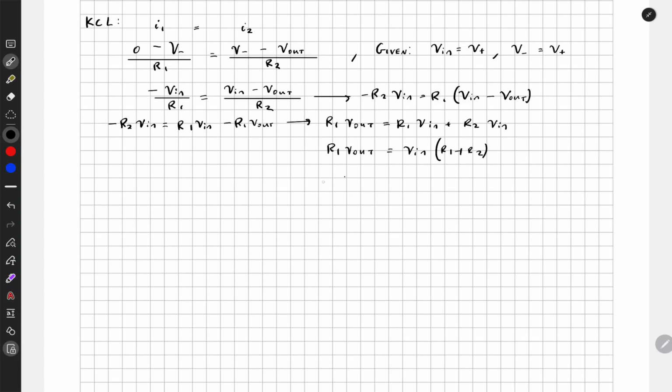So then we can say that the closed loop gain, which is defined as V out divided by V in, is equal to (R1 plus R2) divided by R1. So this is the closed loop gain equation for the non-inverting configuration for the ideal op-amp.